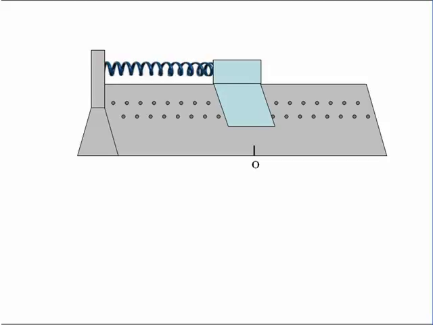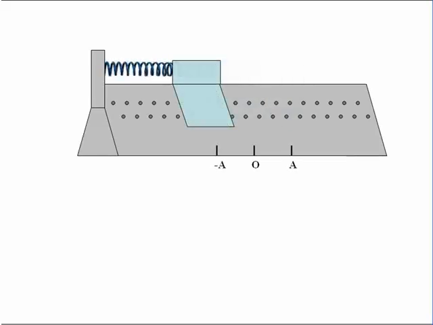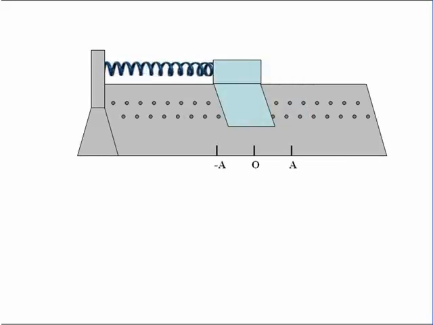We assume that the glider is given an initial push to set it in motion. After it has been set in motion, it will oscillate back and forth along the track. As it is a linear air track, the friction will be minimal, so we can ignore it. When the glider is moving to the right, the spring exerts a restoring force to the left, Fx, which is equal to minus Kx on the glider.